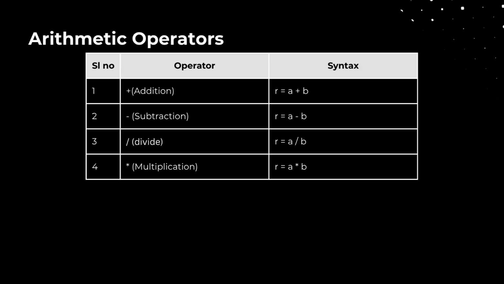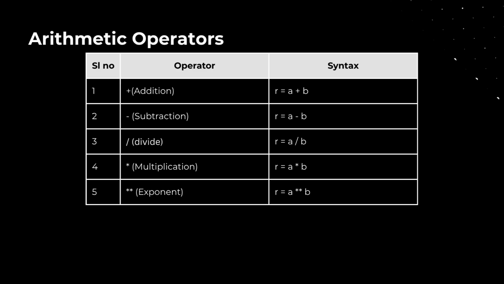For multiplication, the syntax is R = A * B. This operator is used to multiply one operand with the other. For example, if A is equal to 20, B is equal to 4, then A * B is equal to 20 * 4, which is equal to 80.